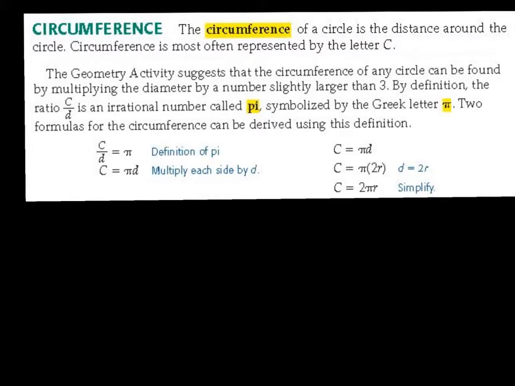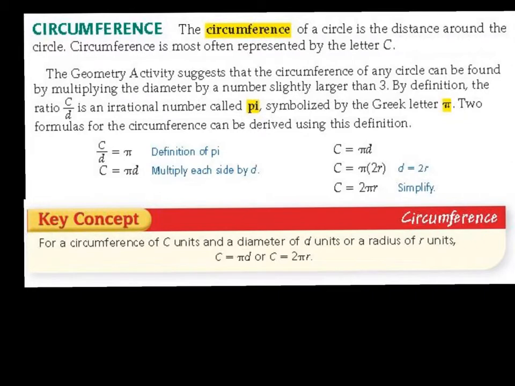So circumference divided by diameter is pi was our original definition. If we multiply both sides by D, we get C equals pi times diameter, which is our circumference formula. Or if we replace D with 2r, because diameter equals 2 times radius, we get C equals 2 pi r. For a circumference of C units and a diameter of D units, or a radius of r units, C equals pi times diameter, or C equals 2 pi r.